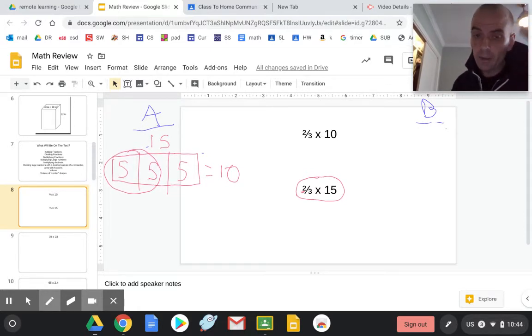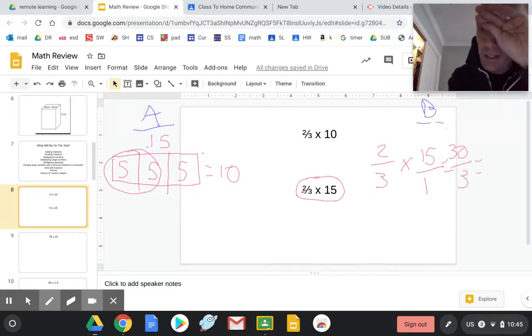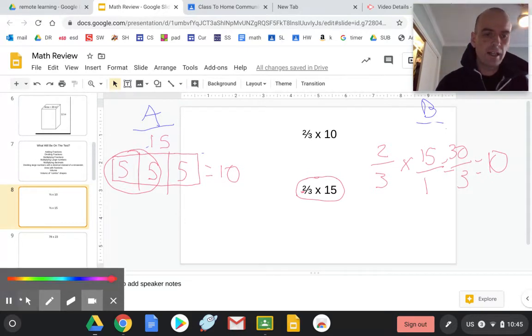Now let's look at the multiplication way. 2/3 times 15 over 1. 2 times 15 is 30. 3 times 1 is 3. 3 goes into 30. Well, 3 times 10 is 30, so it goes in 10 times. Both come out as 10. That's multiplying fractions. You know we've done it a million times. That's your final review, and good luck to you. Let's move on.